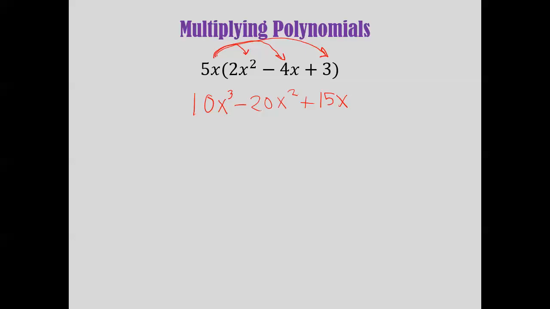You can see that we don't have any like terms. We have an x to the third, x squared, and x. None of those are alike, so we are finished. Double checking that we're in standard form, the exponents are in decreasing order, 3, 2, and 1, so we're good to go.